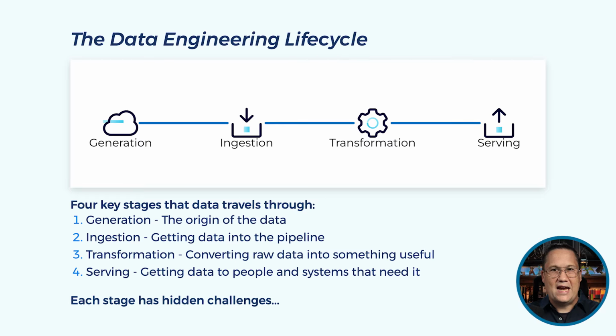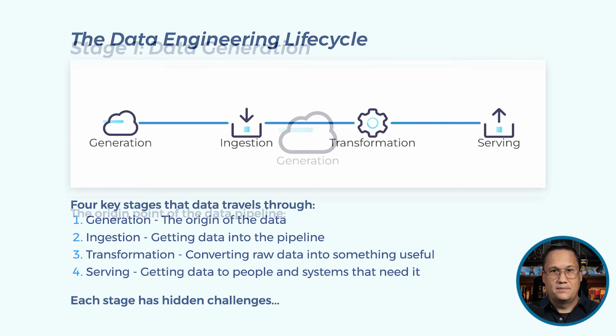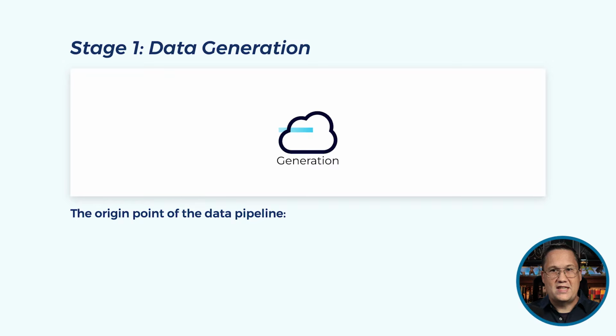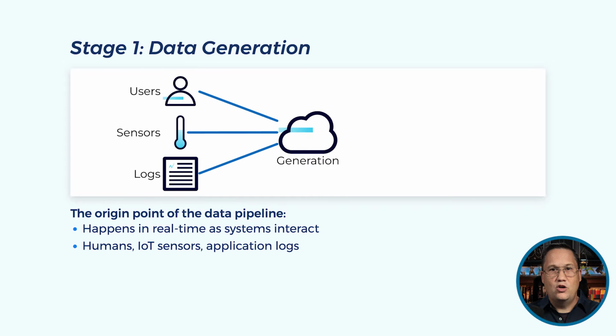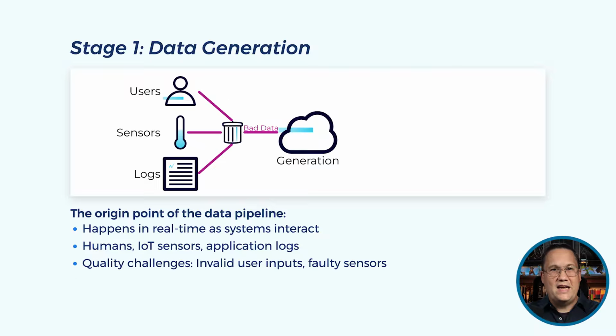Each of these stages has hidden challenges that we have to account for during the process. So let's break down what those challenges are. Data generation is the first stage in the lifecycle. This is where the system connects to the outside world and generates data based on those interactions. This could include humans clicking through an e-commerce platform, IoT sensors reporting temperature readings, or application logs that capture user behaviors. Here, the data challenges are often quality related.